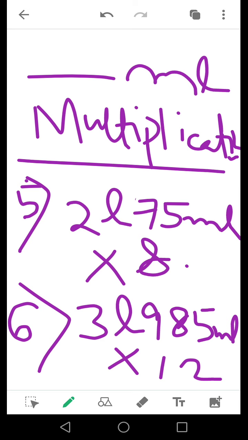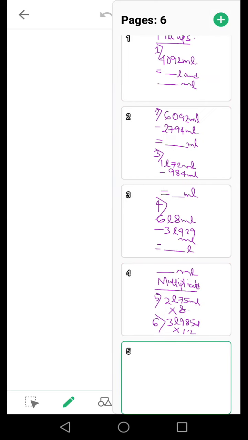Multiply 3 liter 985 ml by 12. Coming to division.